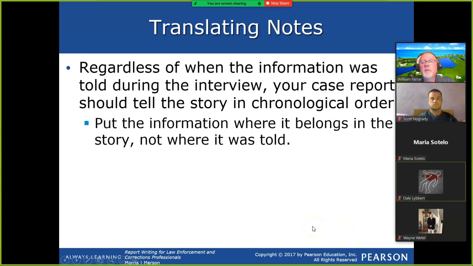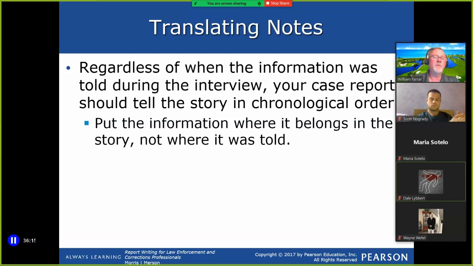Okay, so regardless of when the information was told during the interview, remember that your report should tell the story chronologically. So put that information where it belongs in the story, not necessarily where it was told. Maybe you are interviewing people out of order. Maybe you talk to your victim before you talk to a witness. Just make sure that your report goes chronologically, because it's easier to read. Because remember, in your report, you might say victim 1, victim 2, witness 1, witness 2. So that's okay. We're going to know who you're talking about.